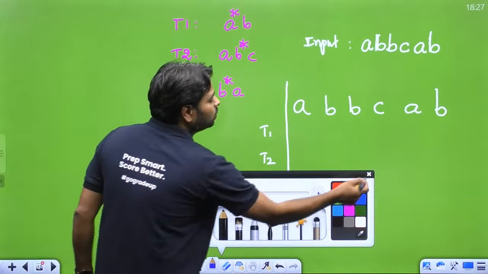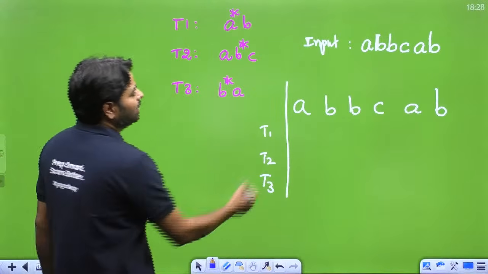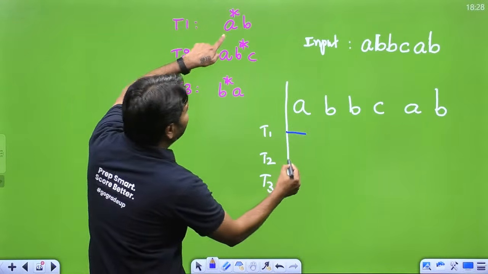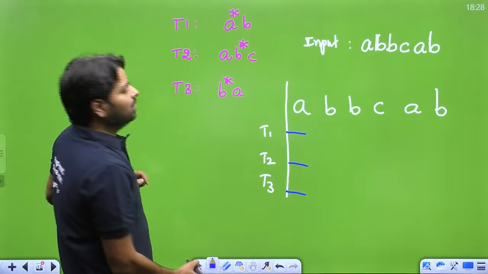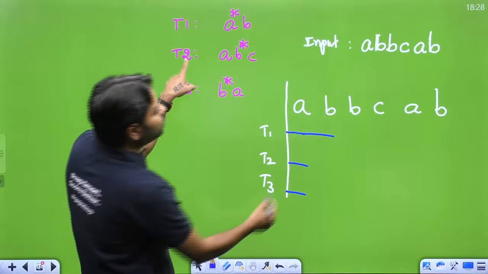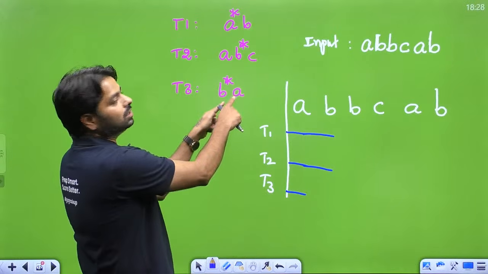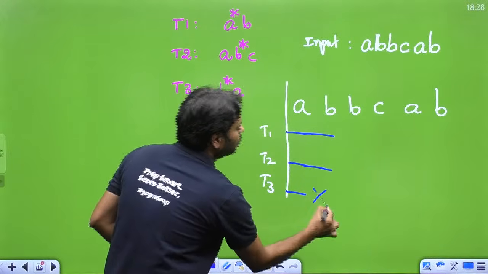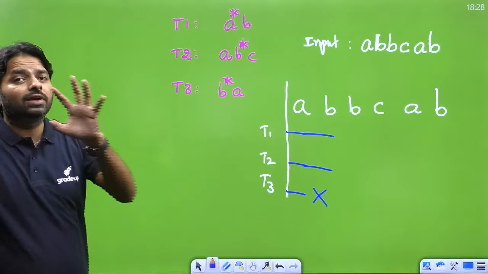Let's see why T2, T2 fails. T1 can generate A but not complete. T2 can generate A. T3 also can generate A. And when you go to B, AB: T1 can generate it, and T2 can also generate AB. But T3 cannot generate AB because only A is there, it's not A star. So here T3 fails in the race. Everybody agree? Now T1 and T2 only.